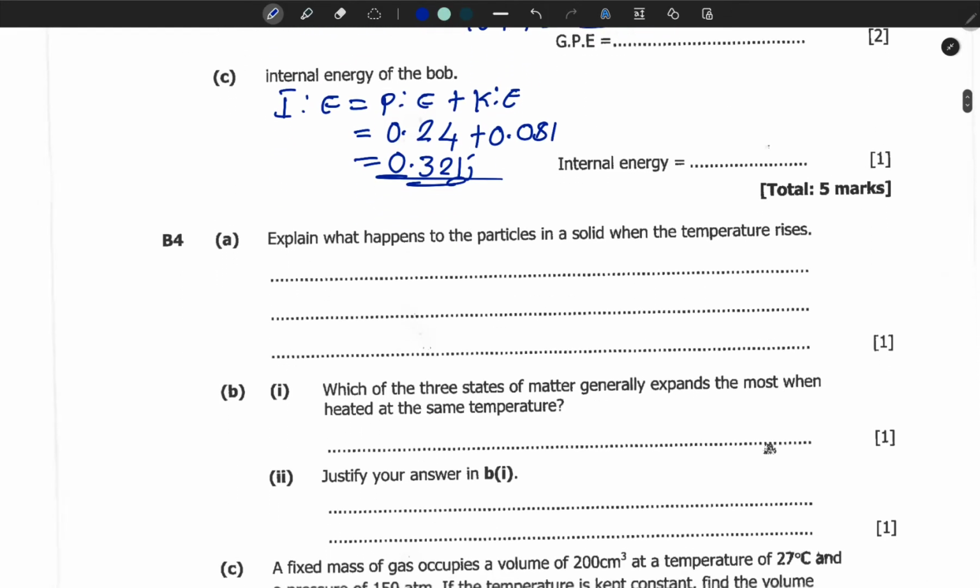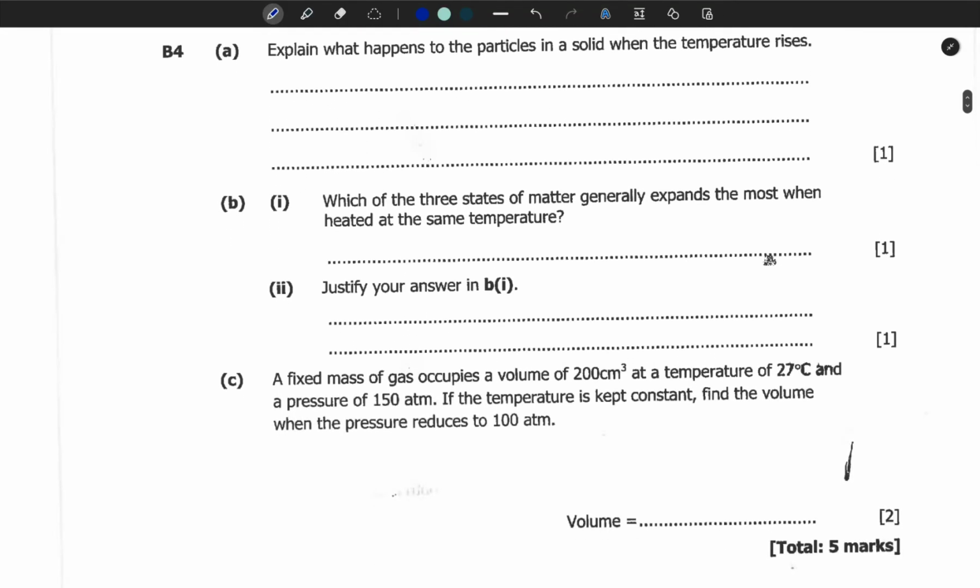Let's go to question B4. Explain what happens to the particles in a solid when the temperature rises. If you were to come up with a simple illustration, in a solid we say the particles are closely packed. The reason they are closely packed is because the intermolecular forces of attraction are strong in such a way that they bring the particles closer to each other. So in a solid, there are no spaces.